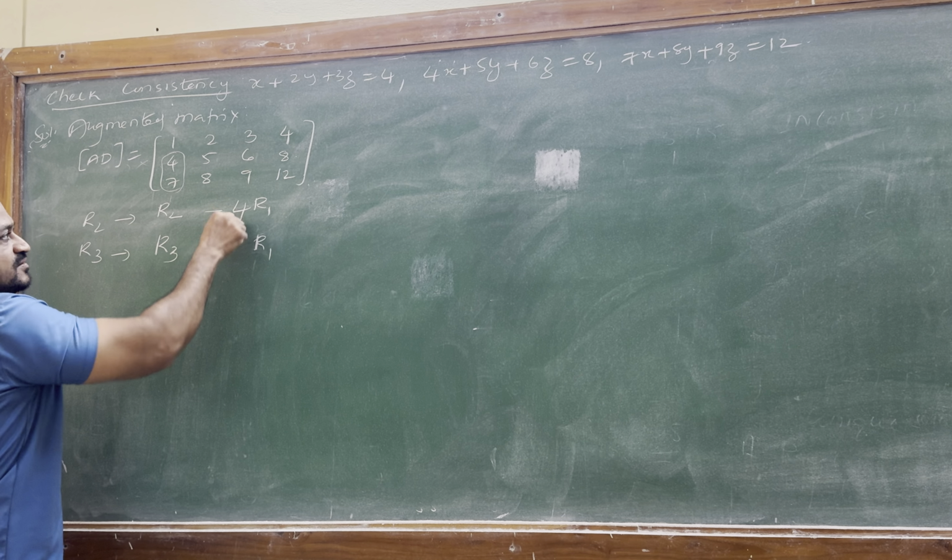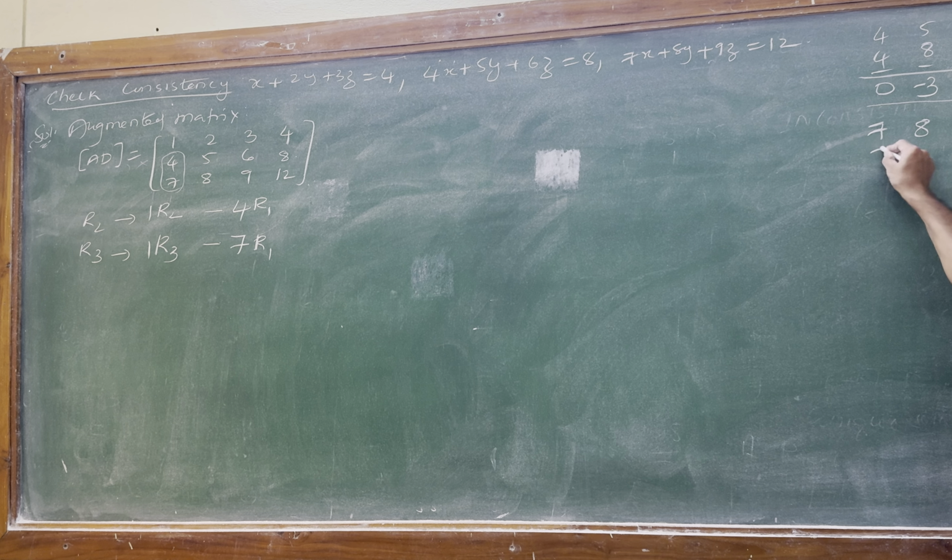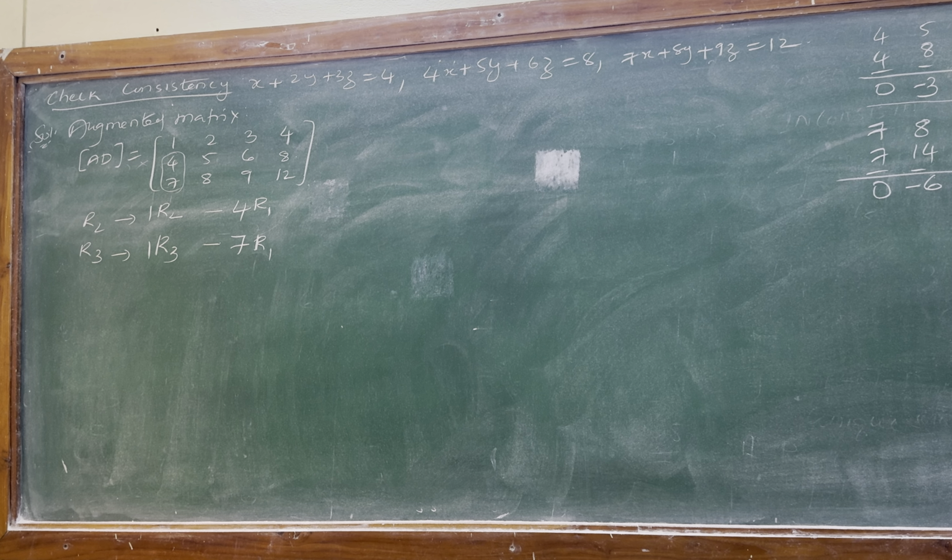Cross check always after writing it, cross check whether you have taken minus sign or plus sign correctly or not. Then we have 1 R3, 7 8 9 12. 7 R1, 28, minus 6. Then here minus 12. Then here minus 16.